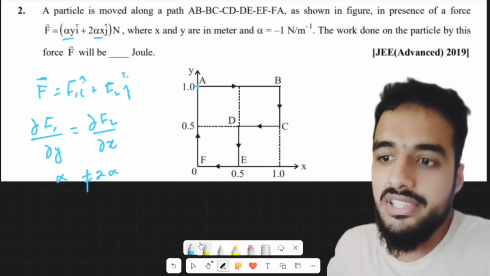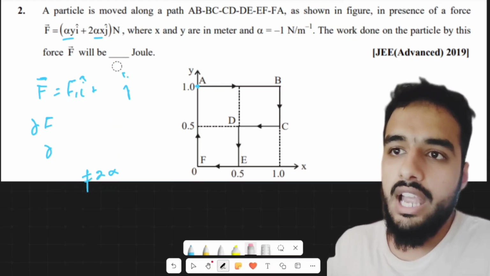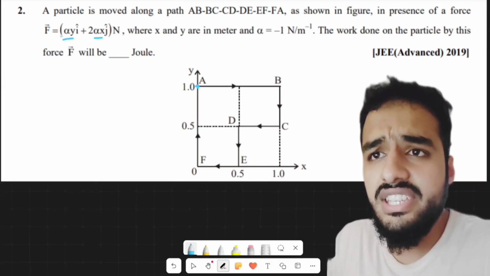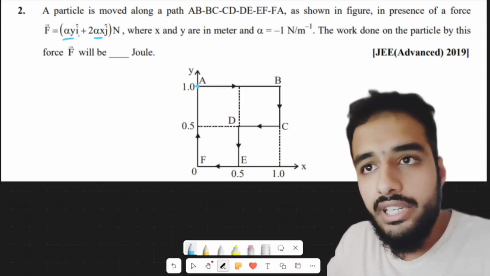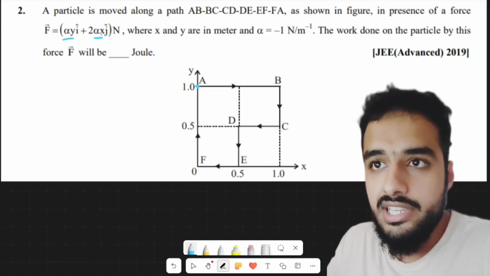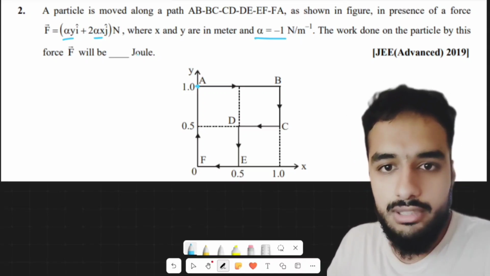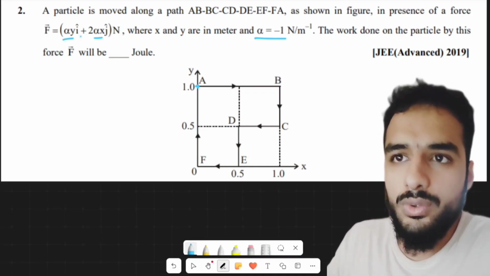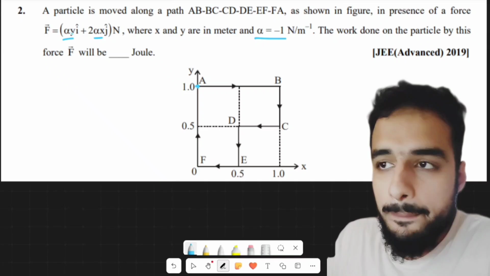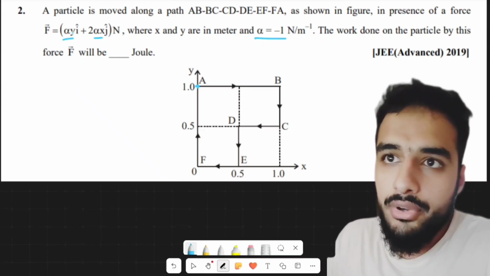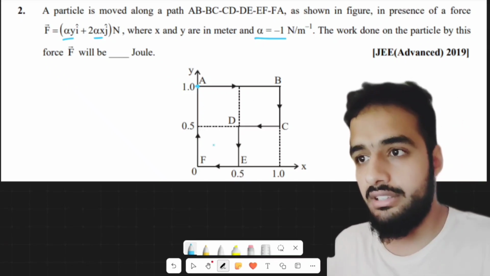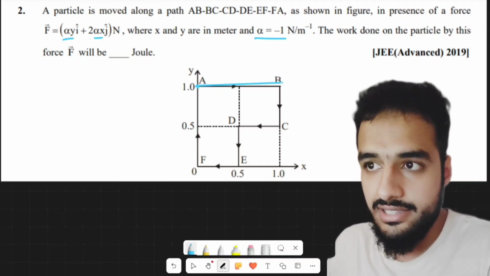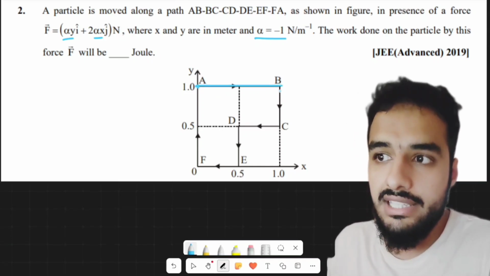So there will be some work that will be done. And now how to calculate that work done? If we see, there is only Y component in i cap and there is only X component in j cap, while alpha is already a constant, -1. So it is really an easy equation because the forces are constant. Because in i cap only Y is a variable, and in this figure we can clearly see whenever the work is done across the X axis, there is no work that is done in the Y axis.